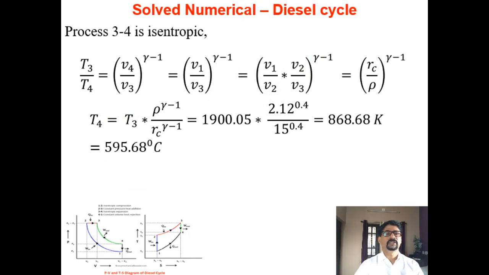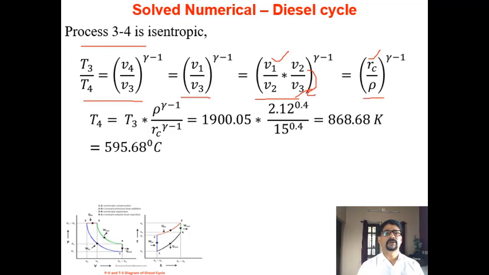Now coming to the process 3 to 4, this is the isentropic process. So T3 by T4 is equal to V4 by V3 to the power gamma minus 1. So V4 is nothing but V1. So it becomes V1 by V3 to the power gamma minus 1. Now some rearrangements here, multiplying and dividing by V2. So you'll get V1 by V2 into V2 by V3 to the power gamma minus 1. So V1 by V2 is nothing but RC, so it will occupy the numerator. V3 by V2 is rho, with V2 coming to the denominator. So it is RC by rho to the power gamma minus 1.